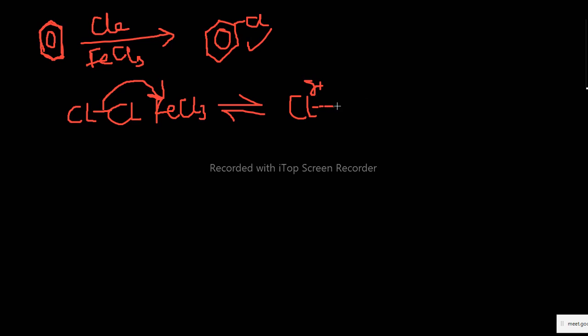So this bond is partially broken. It is still there. And then the iron, which has received one chlorine, is also partially negative. So this is our halogen carrier, the iron. Now you have successfully formed an electrophile. This chlorine is electron deficient. Now that's where your benzene is going to come in.